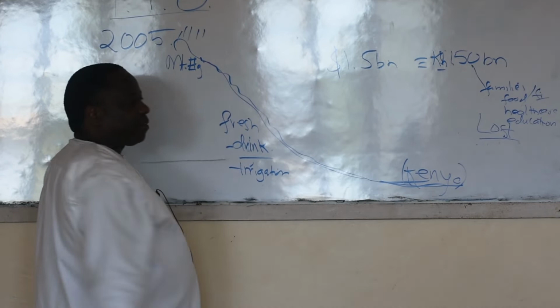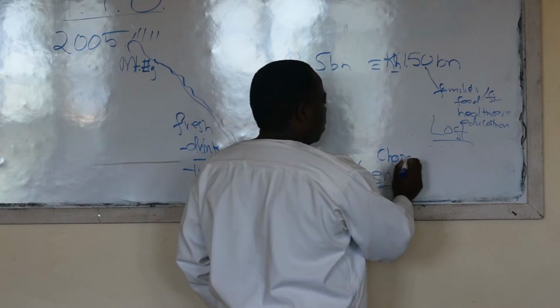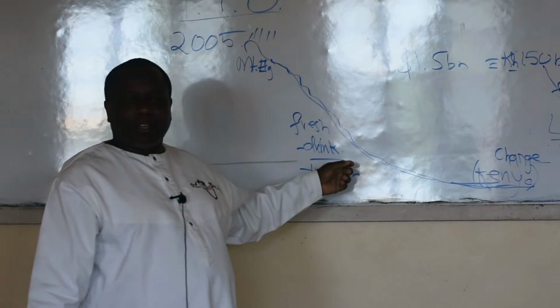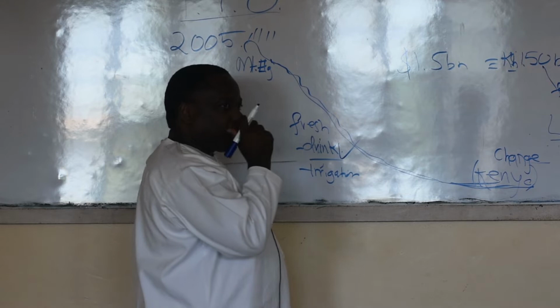Now, because you guys are studying chemistry, and biology and agriculture, you know that you cannot use the ocean water for irrigation. You cannot even use it for drinking. You cannot use it for cooking. Yeah, the only animals that enjoy it are the fish in the ocean.